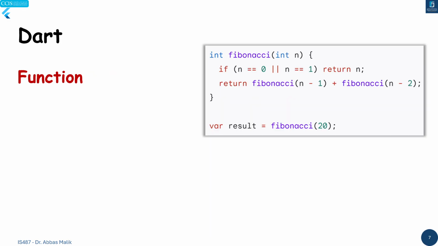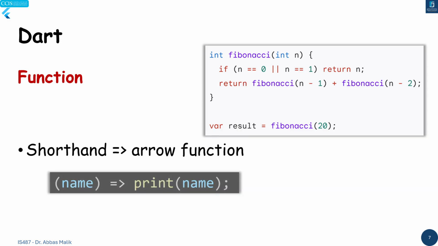We also have functions, reusable code that we can use again and again. We also have the shorthand or arrow function, which can quickly write a simple function which takes one parameter and does only one action, that is, printing the name. So yes, we can do that too.